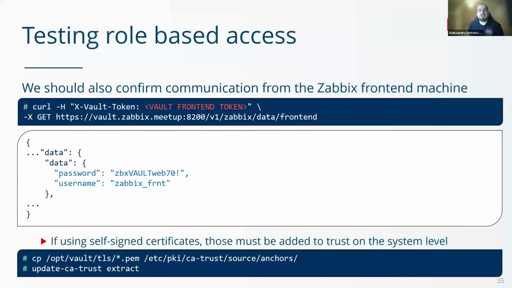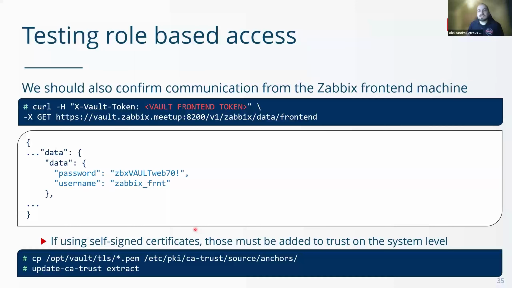And after that, what you will need to do is confirm from the Zabbix frontend machine that it can actually access it, right? And you can see HTTPS is used. So here, what will happen is the test of encryption in your certificates, and you should also see the data.